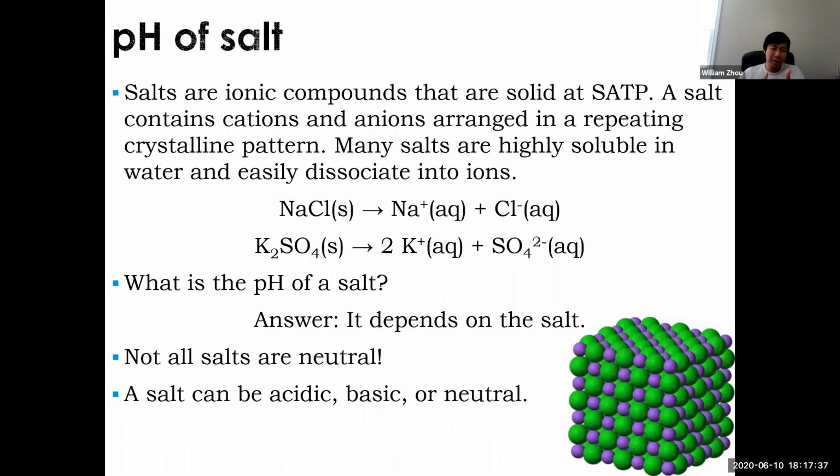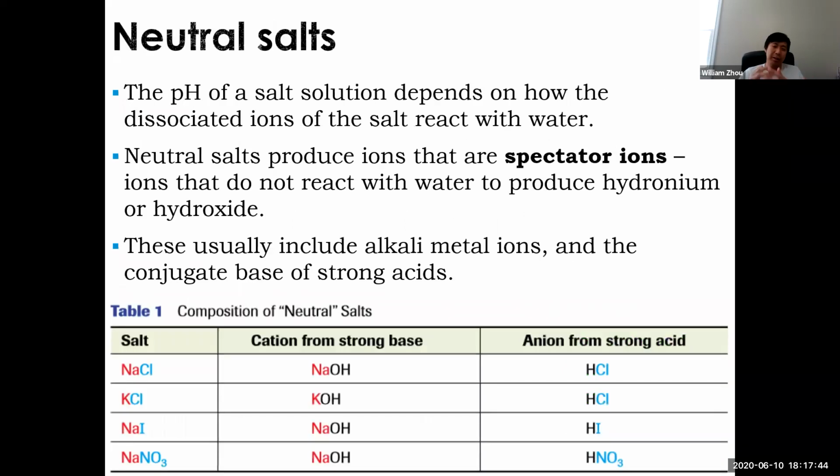So we're going to learn the different types of salts, and why some salts are neutral, some are acidic, some are basic. Let's start with the very simple one, the neutral salts. If you have a neutral salt, it means that when you dissolved, the ions that you produced are all spectator ions, which means they don't react with water to make anything. If you're not reacting with water, you're obviously not making hydronium or hydroxide, so you're neutral.